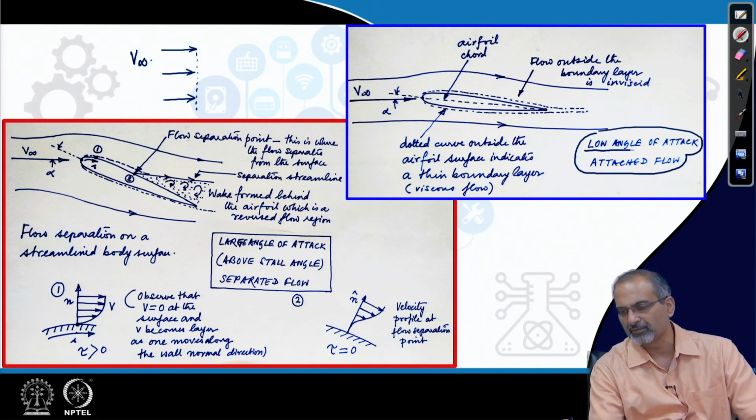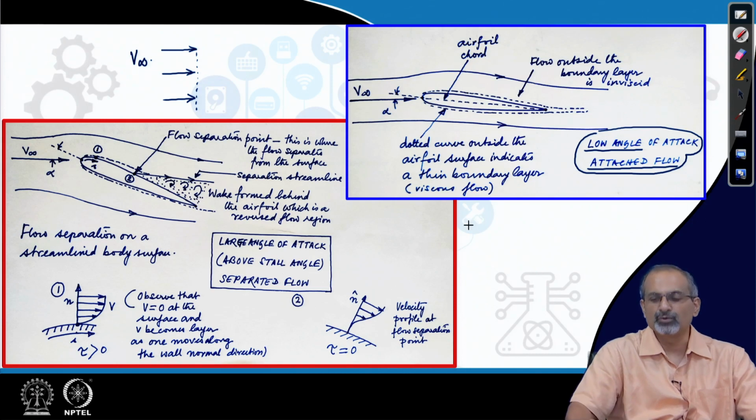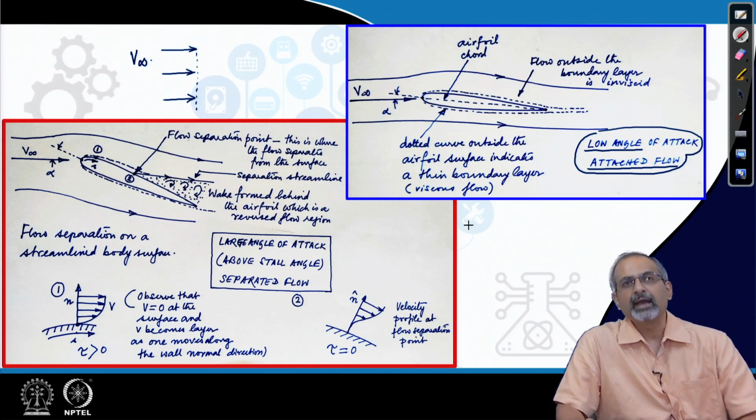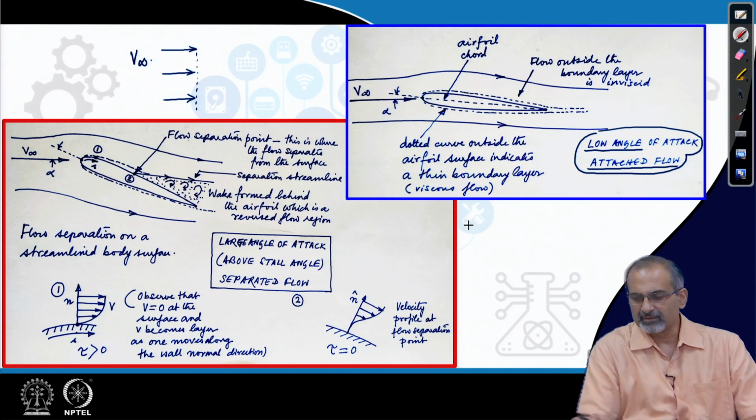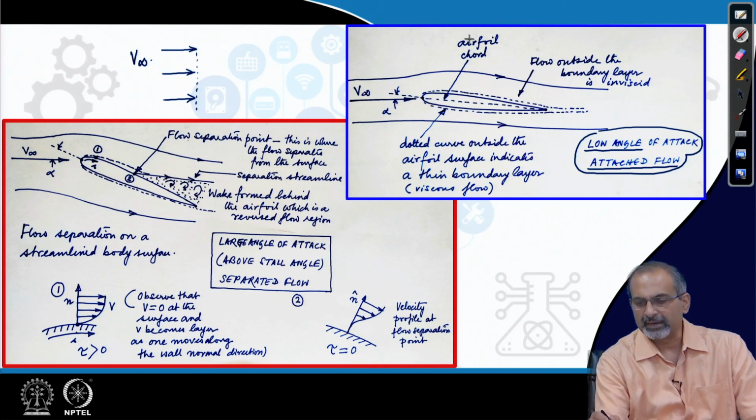One is a low angle of attack, where you have the flow nicely remaining attached around the airfoil as it moves, and as it moves you are seeing a few dotted lines. One dotted line, which is within the airfoil, is the airfoil chord, which connects its leading edge with the trailing edge.